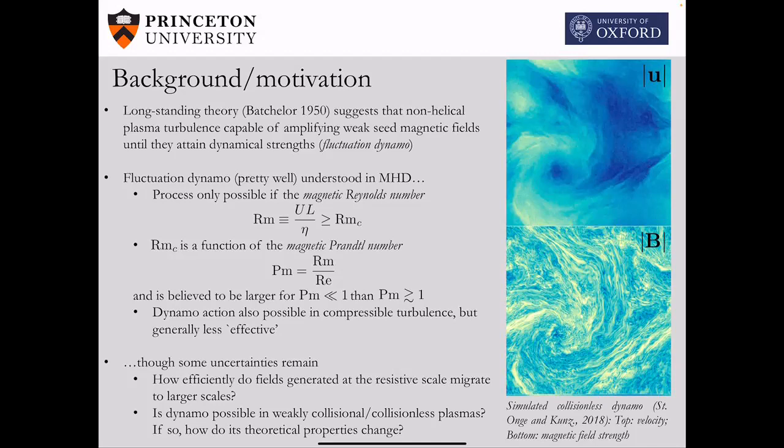Now, again, in the last 3 to 5 years there have started to be simulations of collisionless dynamos, finding that the process can be possible, but only under certain conditions. And in addition, there have been some indications that some of the theoretical properties of dynamos can be quite different in these collisionless plasmas. So it remains to be seen, and there's still, I think, quite a lot of work to be done understanding the fluctuation dynamo in plasmas as they actually exist in, say, the intracluster medium.